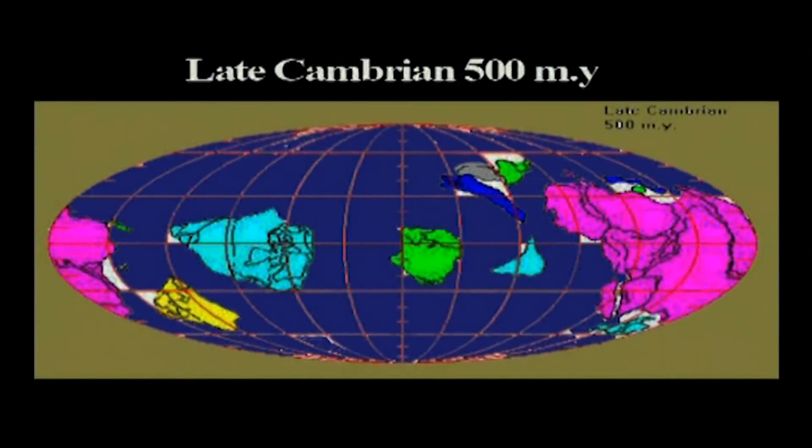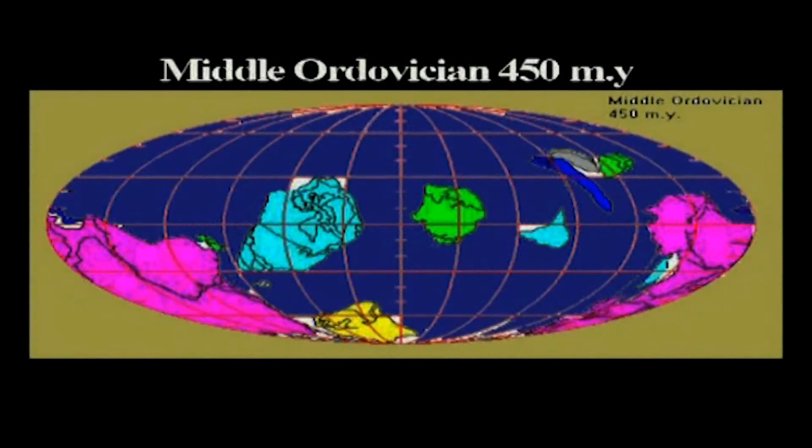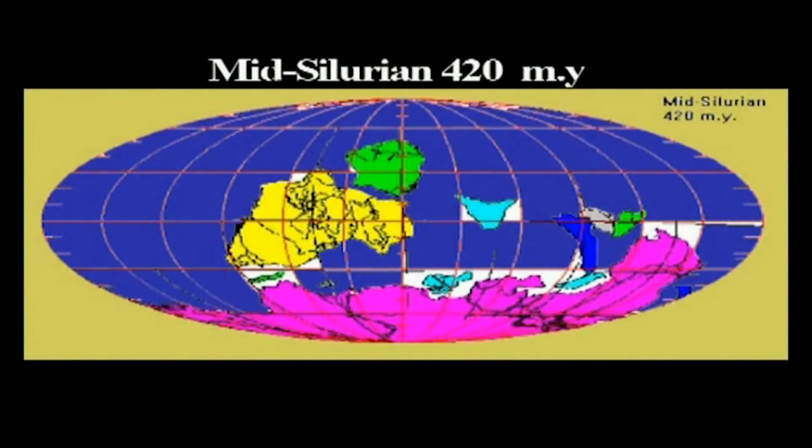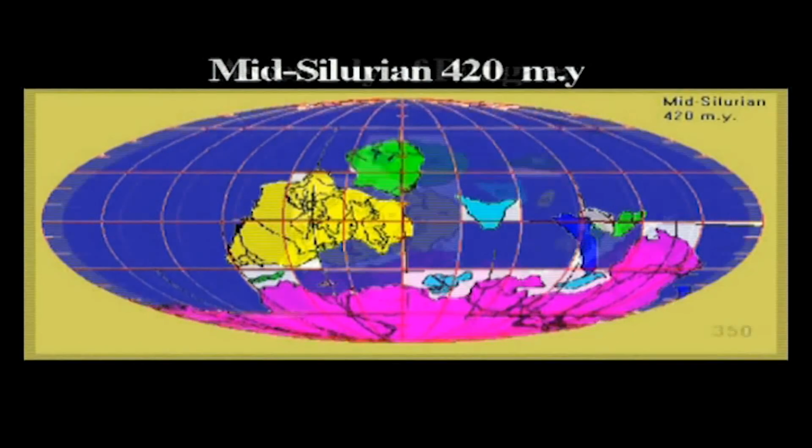This diagram shows the position of the continents during late Cambrian period 500 million years ago. This diagram shows the middle Ordovician period world roughly about 450 million years ago. The world during 420 million years ago during the mid Silurian.